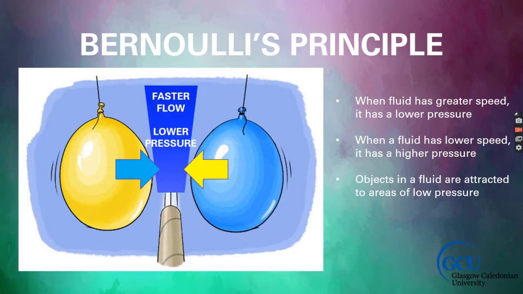So, in the experiment, when we blow through the straw between the two balloons, we increase the speed of the air compared to the surrounding environment. This means that the pressure in the area will drop, shown by blue here in the middle. We also know objects like to move into lower areas of pressure, and this can be demonstrated by the balloons coming together, shown by the blue and yellow arrows.